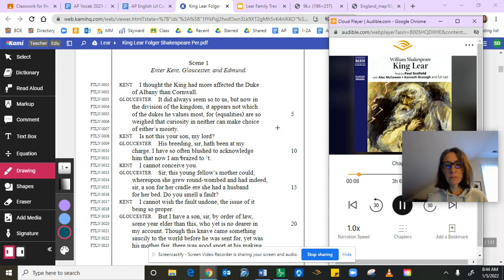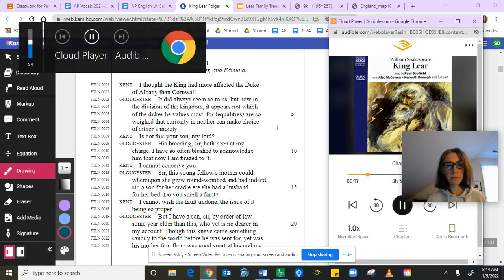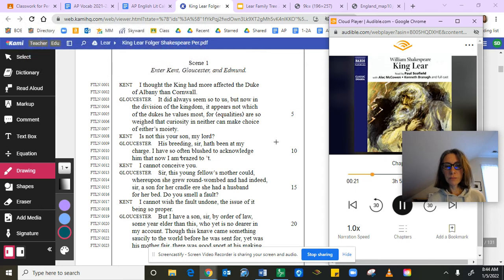I thought the king had more affection for the Duke of Albany than Cornwall. It did always seem so to us, but now, in the division of the kingdom, it appears not which of the dukes he values most, for qualities are so weighed that curiosity in neither can make choice of either's moiety. Is not this your son, my lord? His breeding, sir, hath been at my charge. I have so often blushed to acknowledge him that now I am braced to it.